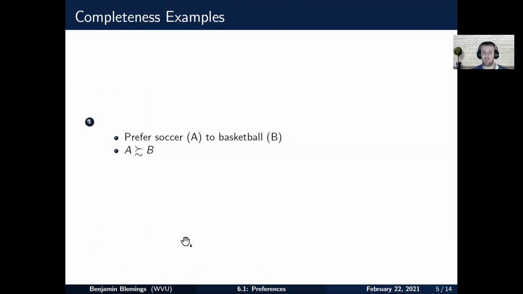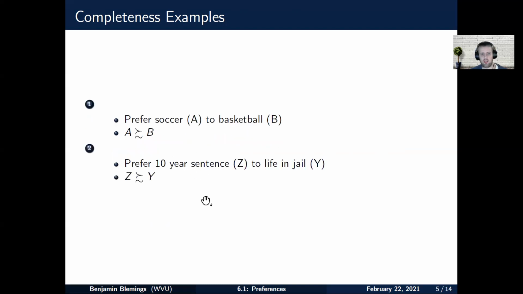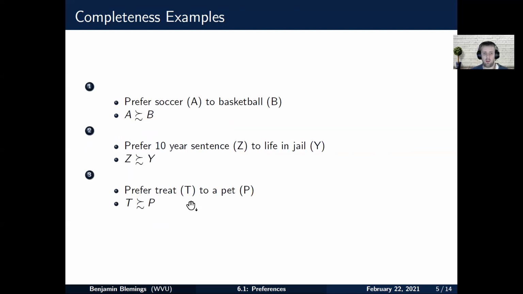So some completeness examples that we have are you could prefer soccer to basketball, where soccer is A and basketball is B. You could prefer a 10-year sentence to a life in jail. Or you could, if you're a dog, prefer having treats to being pet. And so these are my completeness examples.